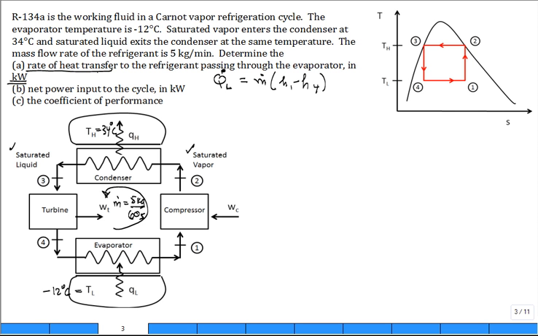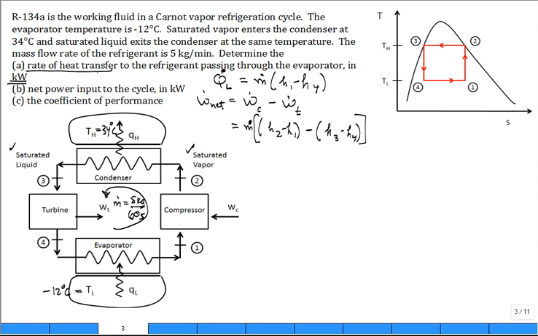How about the net power into the cycle? So that would be W dot net, which is W dot that is needed to drive the compressor minus what the turbine produces, which is mass flow rate times (H2 minus H1) for the compressor minus (H3 minus H4) for the turbine. So we need the enthalpies to get the answer for part B. The mass flow rate's already given.